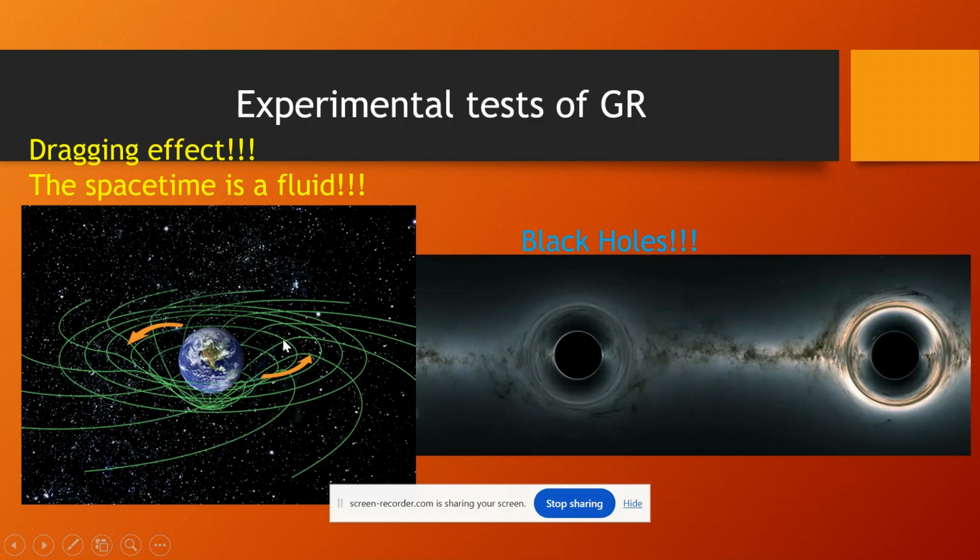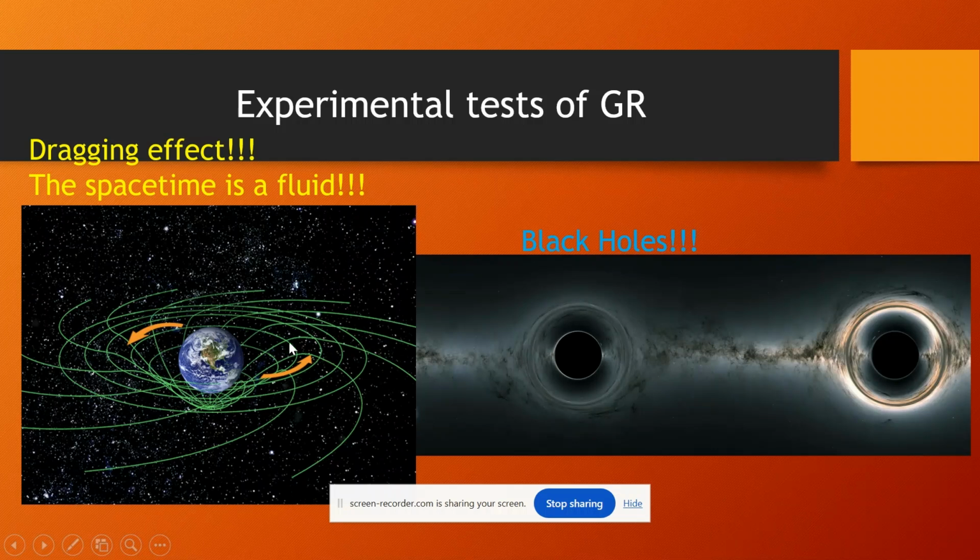When an object rotates, for example in the air, it makes the fluid around it move, to drag. If you do this in water, the same happens with space-time. Space-time is a fluid and it will be dragged by the motion of the objects. This is more evident in a black hole. The black hole rotates and the dragging effect in black holes is tremendous.